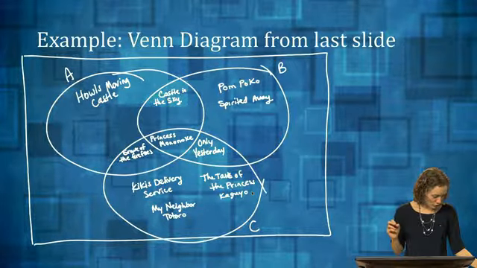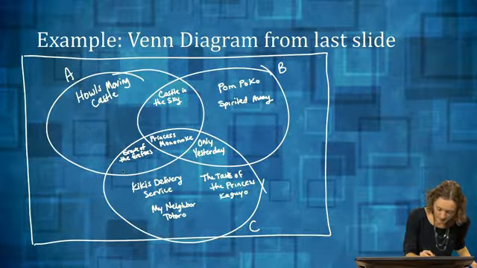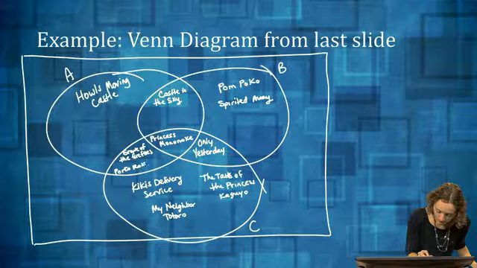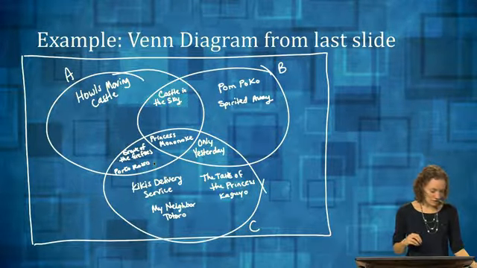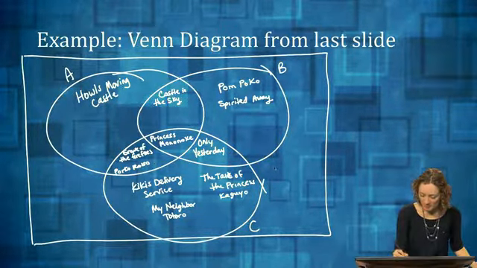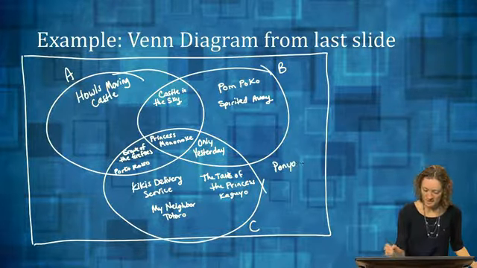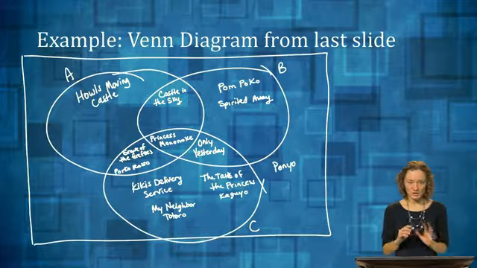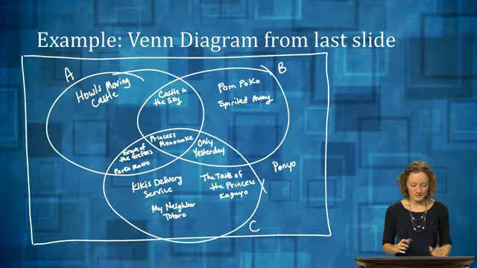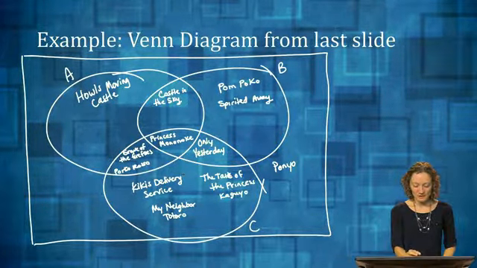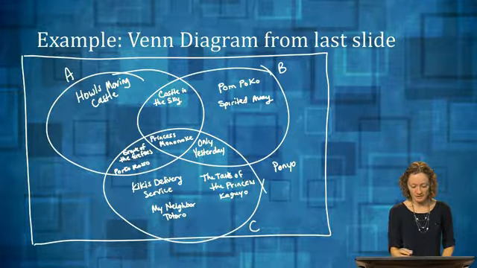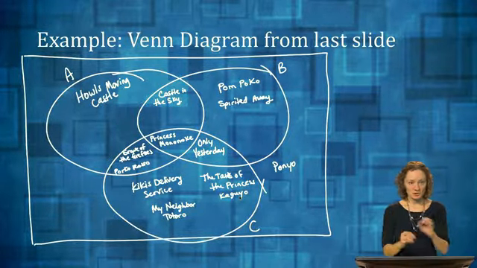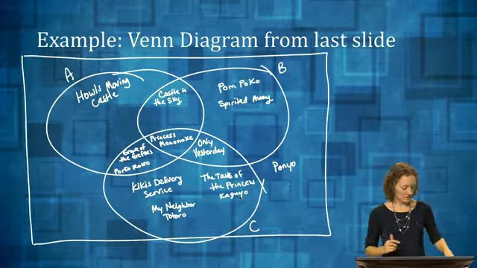And 2 more. Porco Rosso is in A and C. And finally, Ponyo is not in any of them, so Ponyo is out in the universe. So make sure you've got all items in the same regions. They don't necessarily have to be in the same place. In this region down here of just C, these 3 elements could be floating around anywhere within that little region.